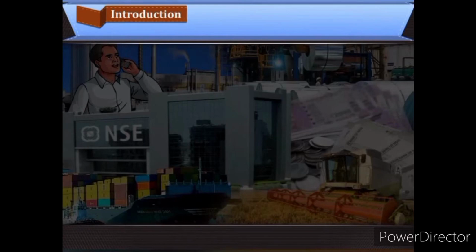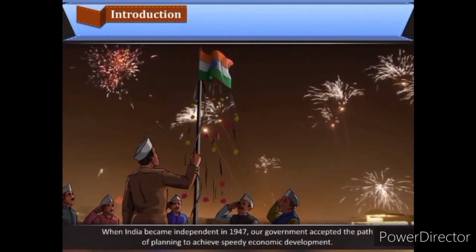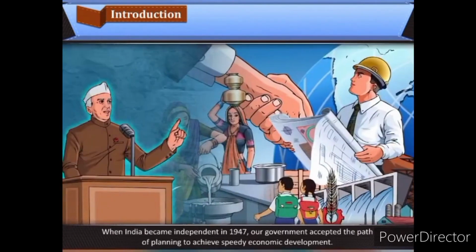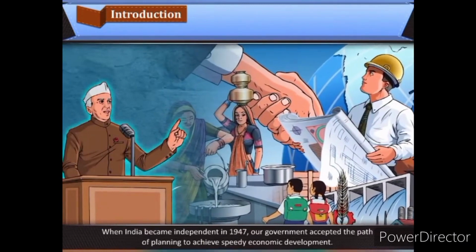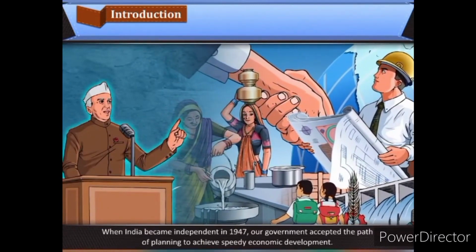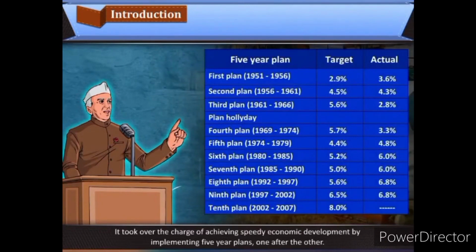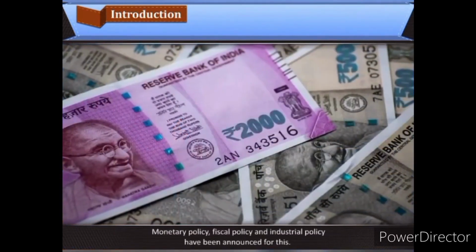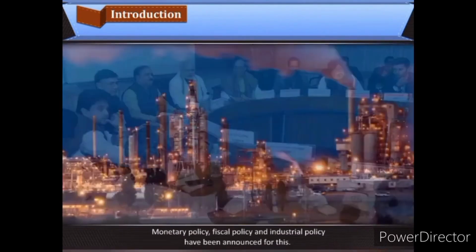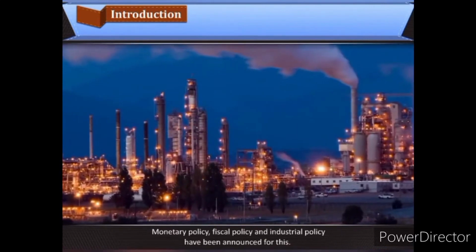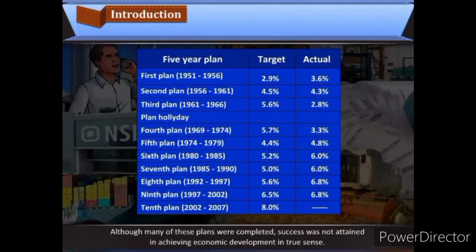Introduction. When India became independent in 1947, our government accepted the path of planning to achieve speedy economic development. It took over the charge of achieving speedy economic development by implementing 5-year plans one after the other. Monetary policy, fiscal policy, and industrial policy have been announced for this. Although many of these plans were completed, success was not attained in achieving economic development in the true sense.